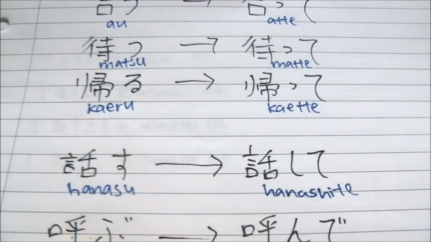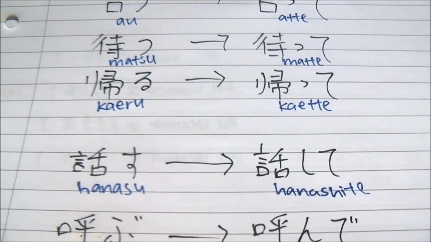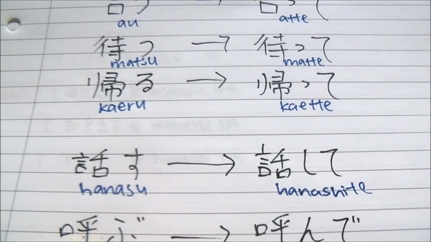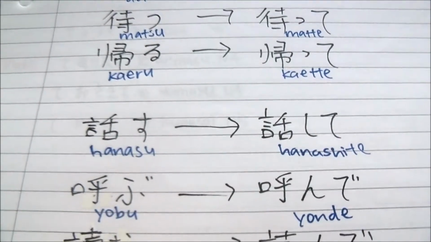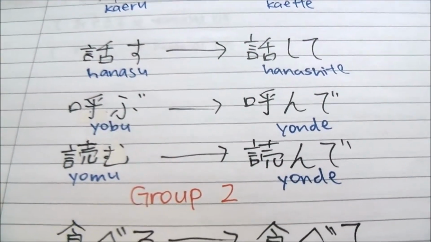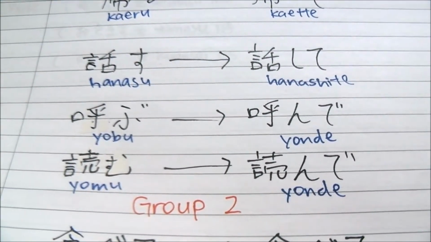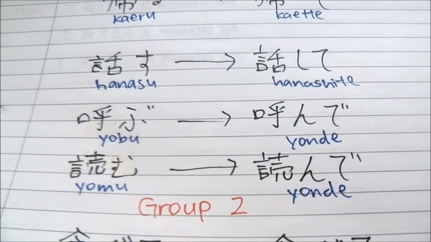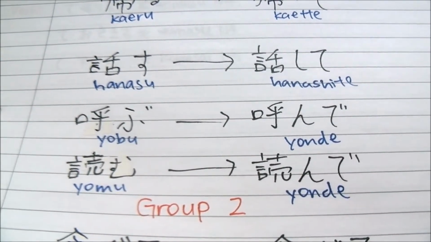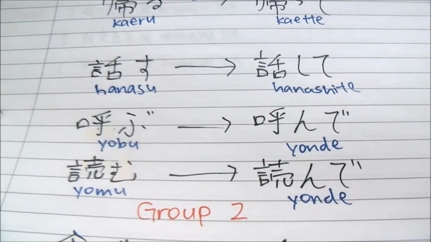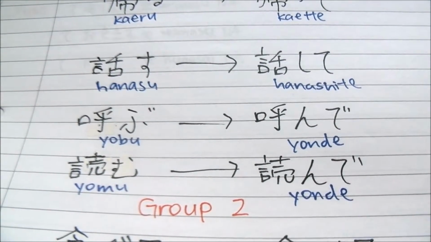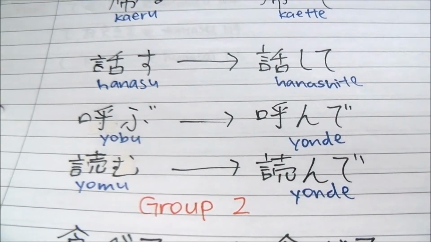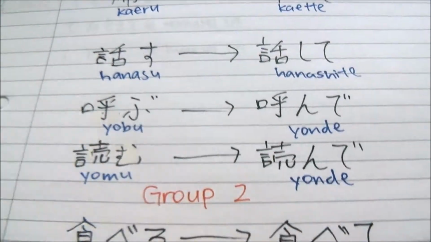Next one, hanasu. Hanasu will be hanashite. You just memorize this. It's one on its own. Then another group you can put together is yobu and yomu. Yobu will be yonde. Yomu will be yonde as well. So mu and bu become nde.